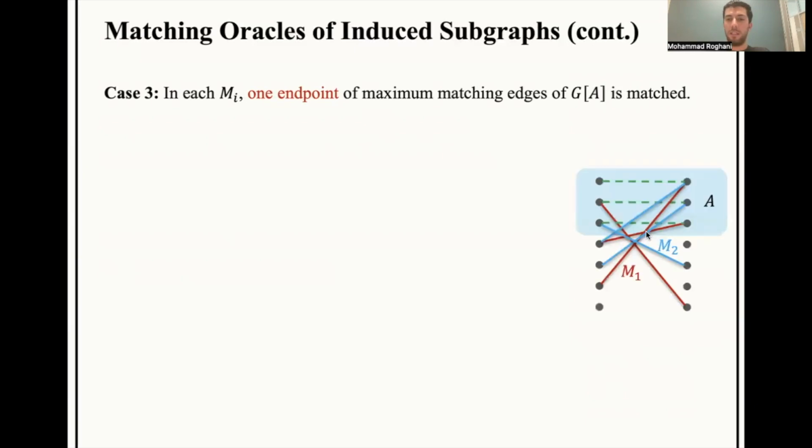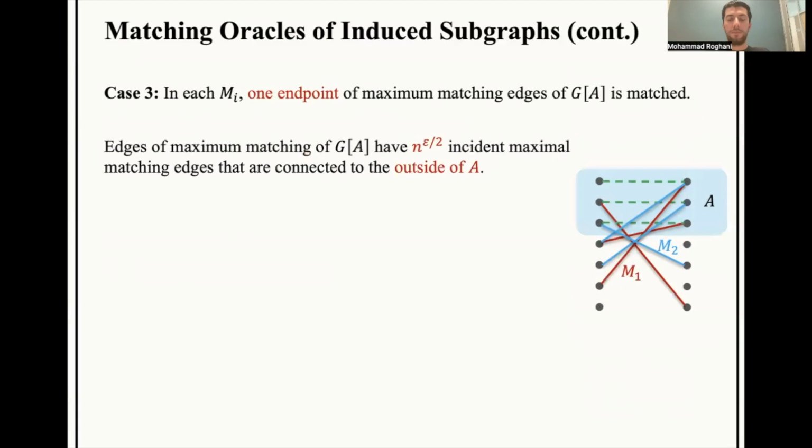Now consider case 3, where in each M_i, exactly one endpoint of the maximum matching of the induced subgraph of A is matched. So here we have M_1, and those dashed green edges are the maximum matching, and for each maximum matching edge, in each M_i, one of the endpoints is matched with M_i. So if we consider one of the maximum matching edges, it has exactly n^{ε/2} incident maximal matching edges that are connected to outside of A.